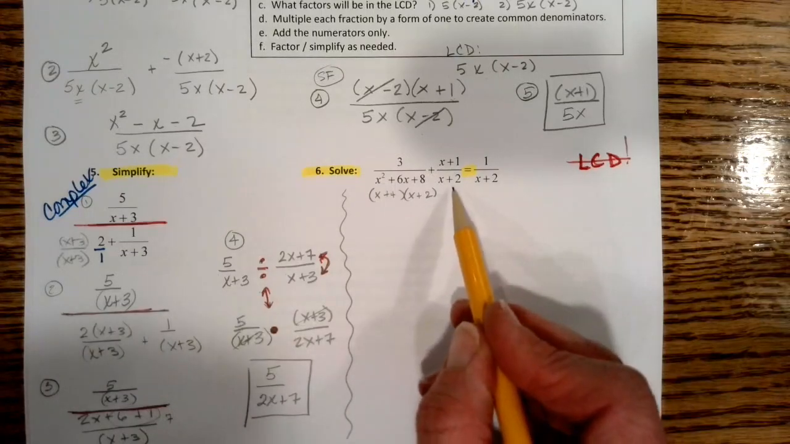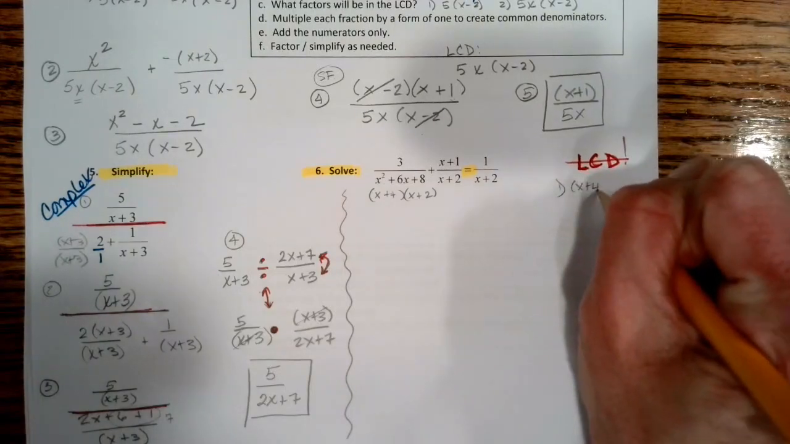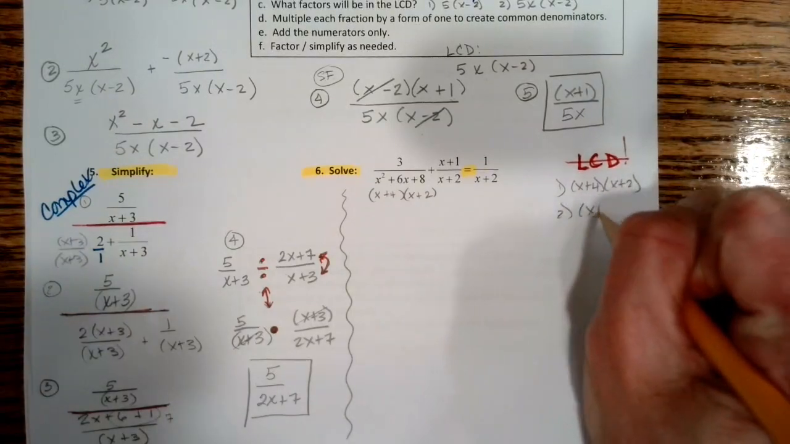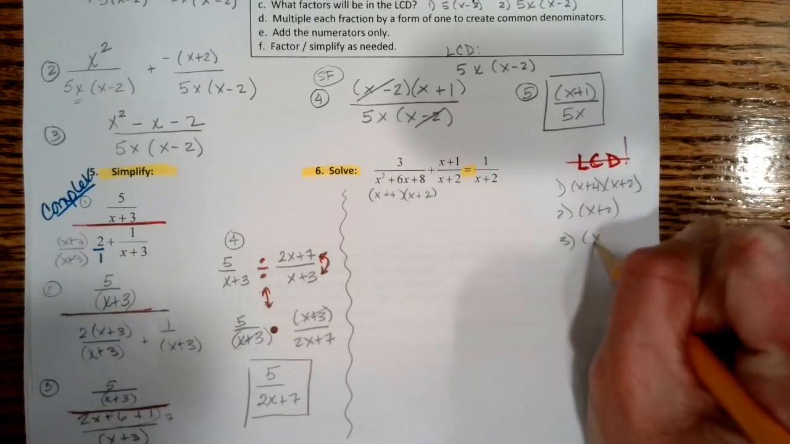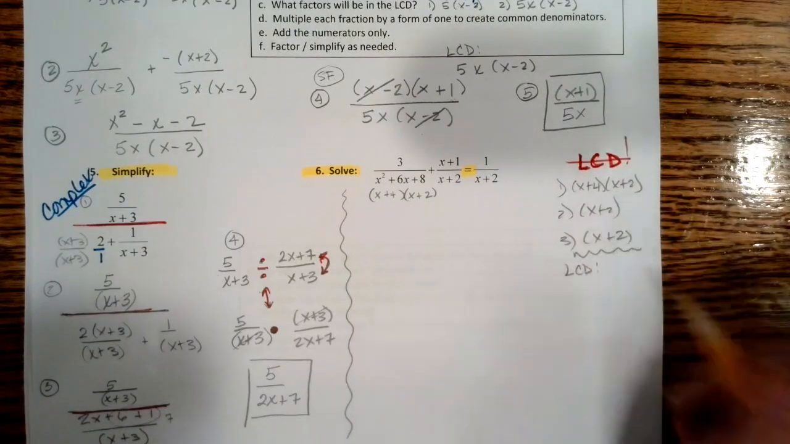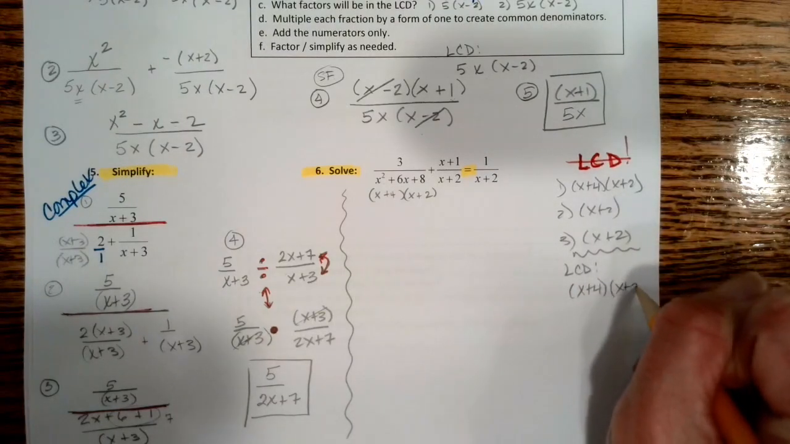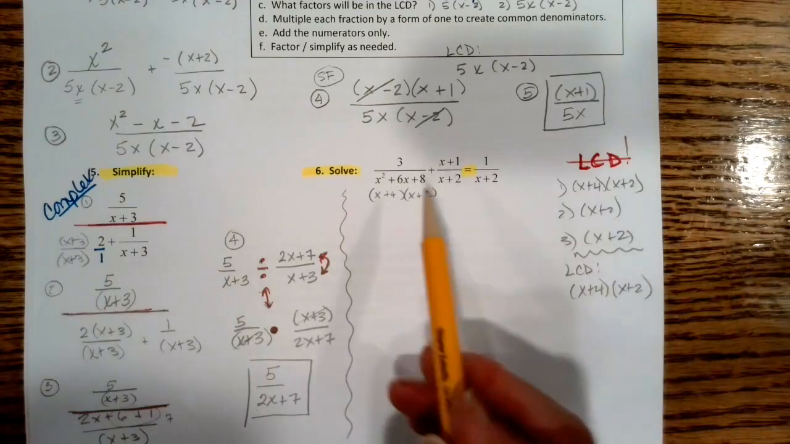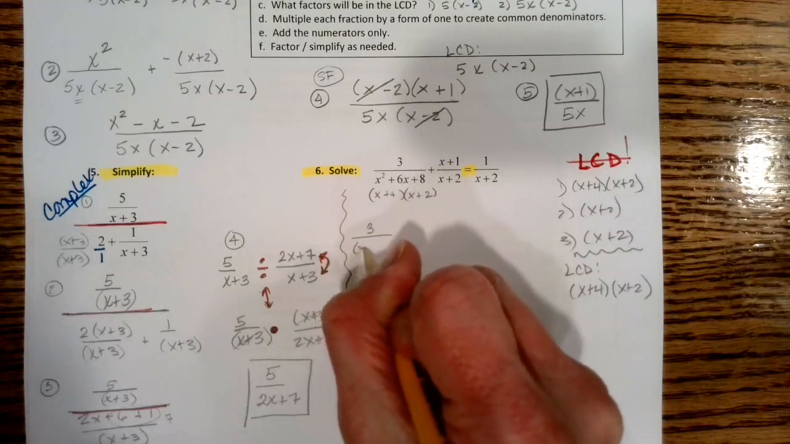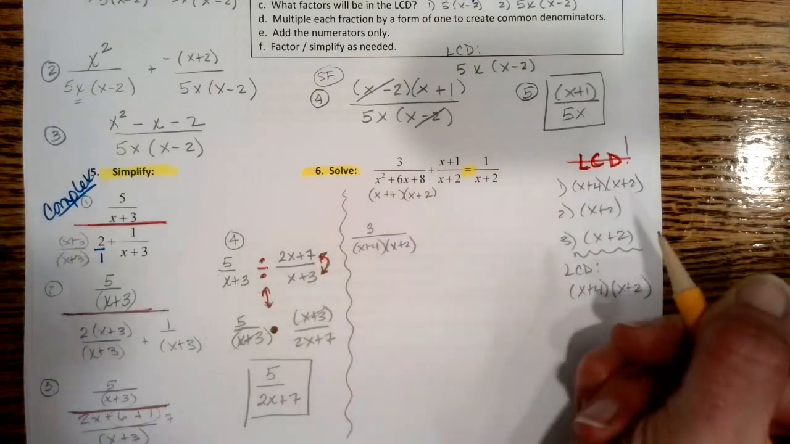When I look at these denominators, when I want to find the common denominator, my first fraction has an x plus 4 and an x plus 2. My second fraction has an x plus 2, and my third fraction has an x plus 2. So guess what? My least common denominator is going to have an x plus 4 and an x plus 2. So this value is fine. I can rewrite him as is. His denominator is my least common denominator.